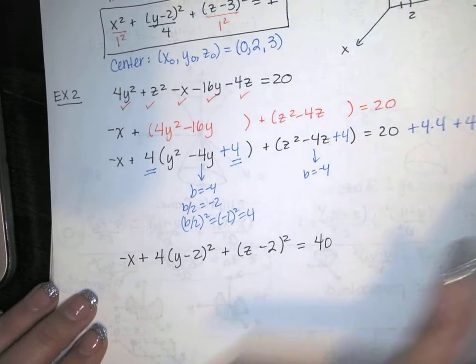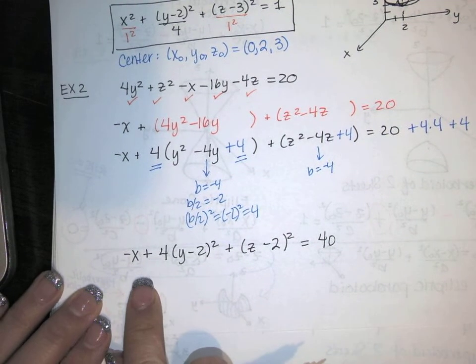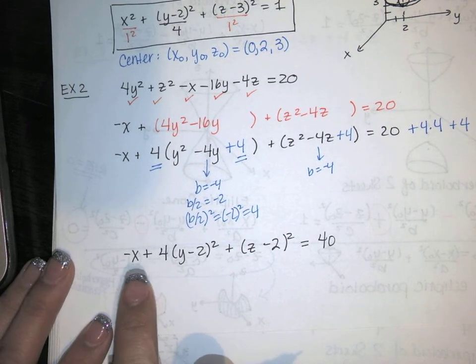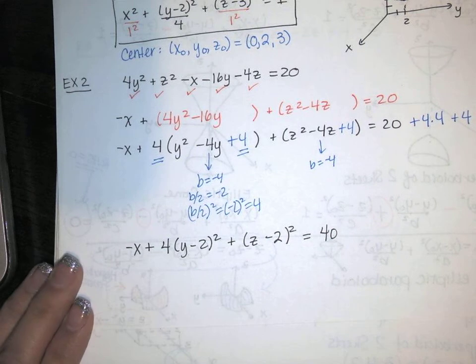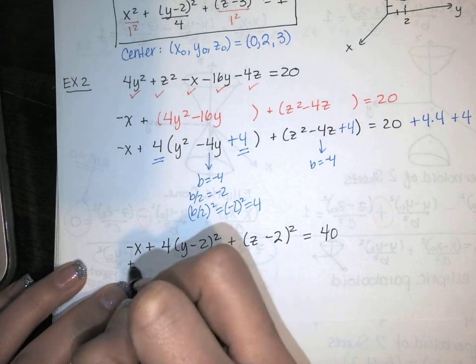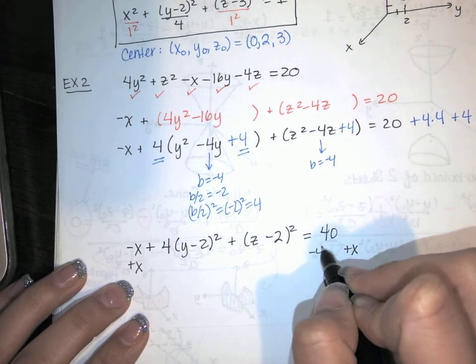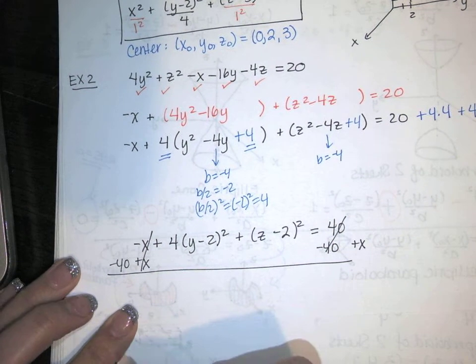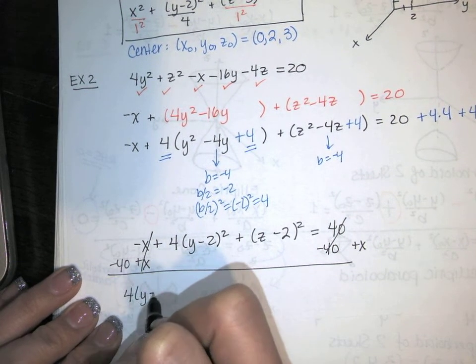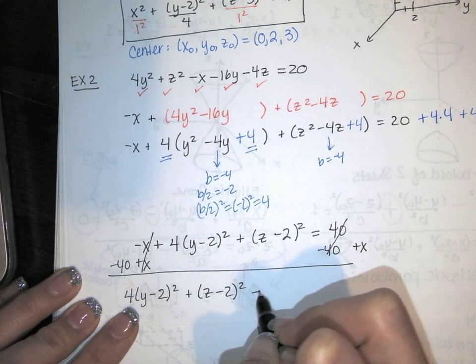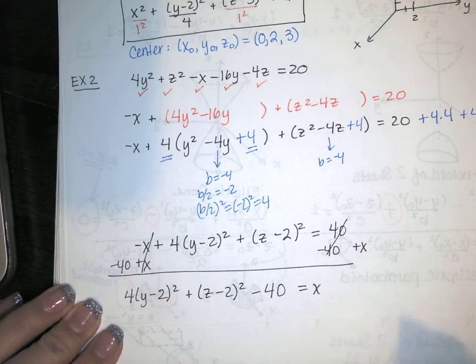Now, since I have a variable raised to the first power, I'm going to try to get that variable by itself. Anytime you have a variable raised to the first power, it's helpful to get the variable by itself. So I'm going to add the x to both sides and subtract the 40 from both sides. And then we'll see what we get. We've got 4 times the quantity y minus 2 squared plus z minus 2 squared minus 40 equals x.